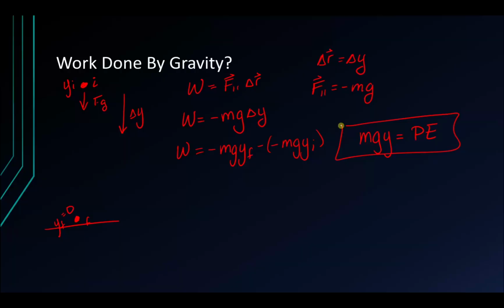So why is this positive mgy? Well, potential energy is a scalar value, and this negative is associated with directionality. But I can state that my work is equal to negative potential energy final minus negative potential energy initial. This tells me that my work is equal to negative change in potential energy. And this is for work that is done by gravity.